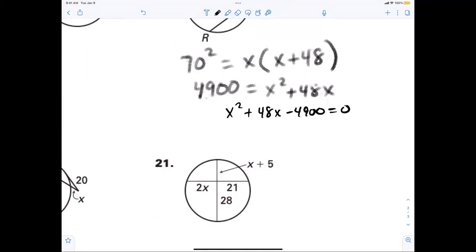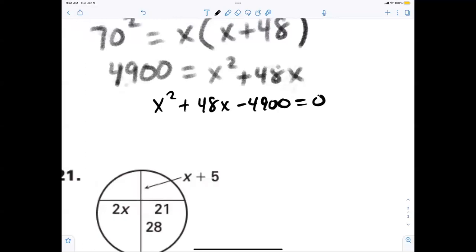Why couldn't you distribute and then take the square root of X squared and 70 squared? You cannot take the square root through addition and subtraction. You hear me? You can only take the square root through multiplication. So now we have to try to factor this.